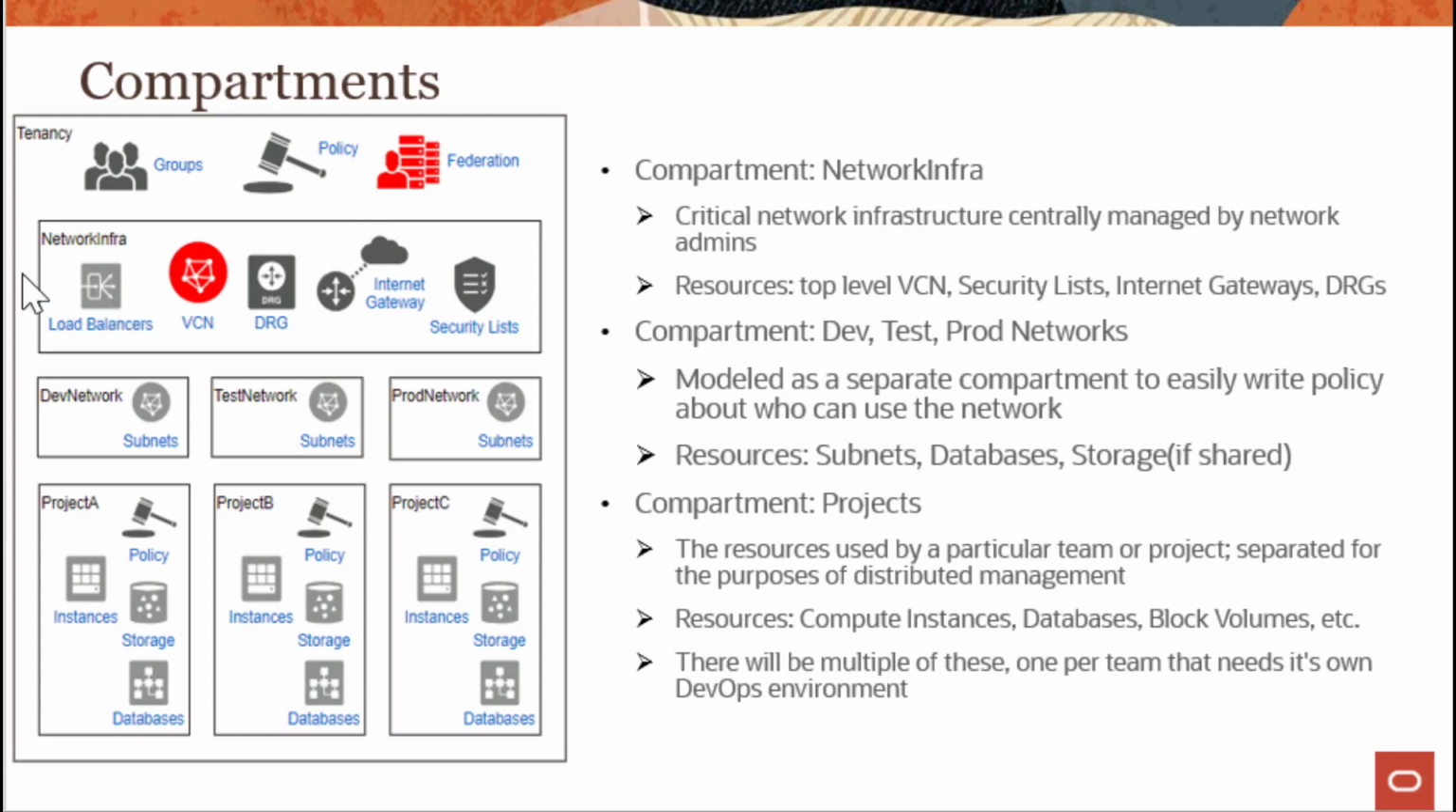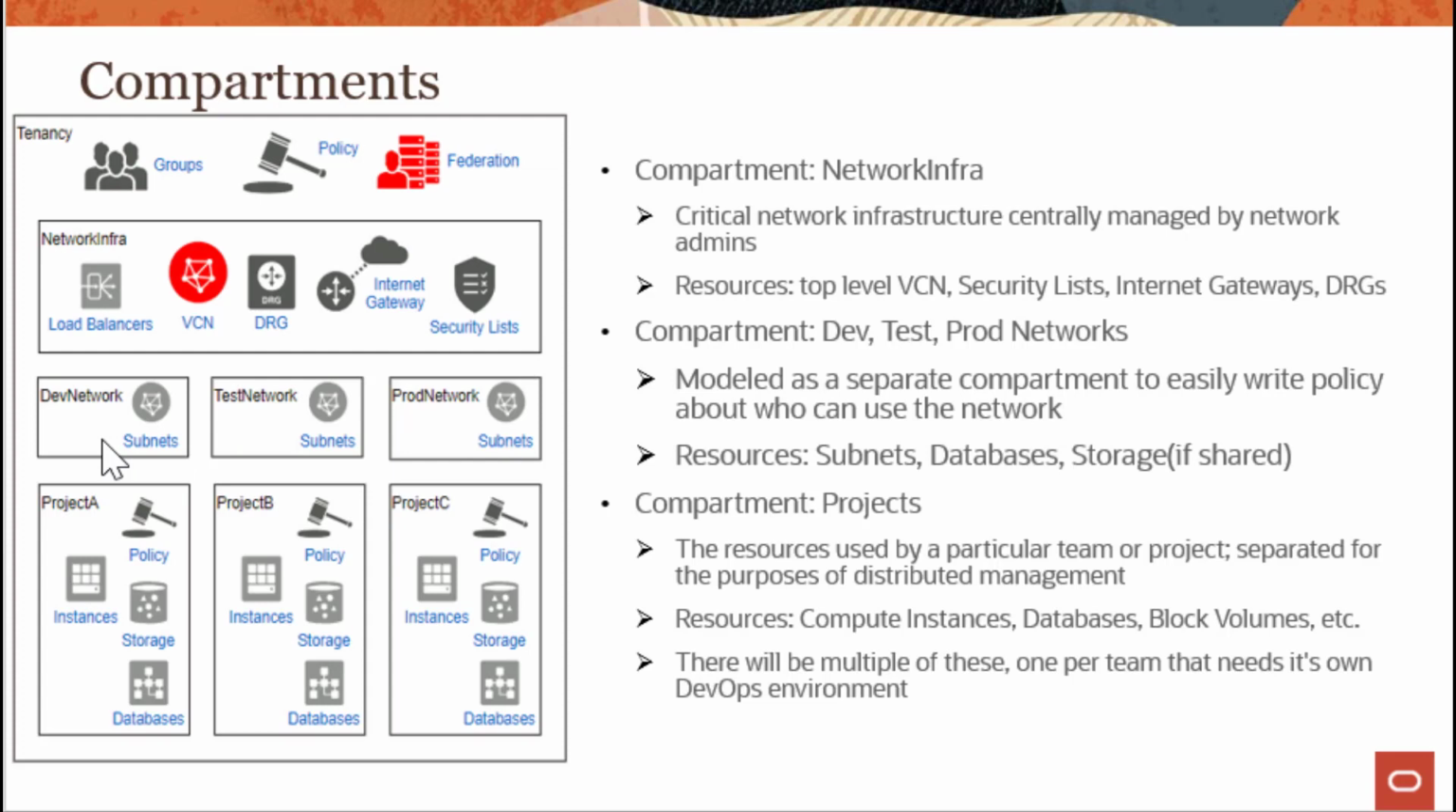Here we see there are multiple compartments. There's a compartment called network infrastructure that is running critical applications and services that are required for network operations. So we have load balancers, VCN, dynamic routing gateways, which are used to provide access to Oracle Public Cloud from on-premise. We have internet gateway, as we saw before. Internet gateways provide access to the internet. Then we have security list.